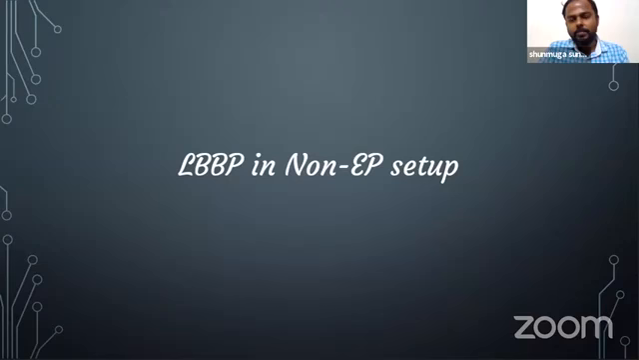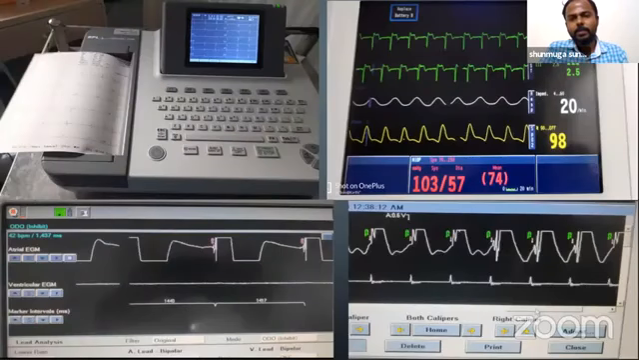What about a non-EP setup? People have started doing left bundle branch pacing in a non-EP setup. In fact, having an EP setup will give you much more comfort, so that you'll be able to do the procedure in near perfection. But in those areas where you don't have an EP system, you can still do left bundle branch pacing using a 12 lead ECG, a cardiac monitor where you can see the ECGs in front of your eyes, and a program system analyzer.